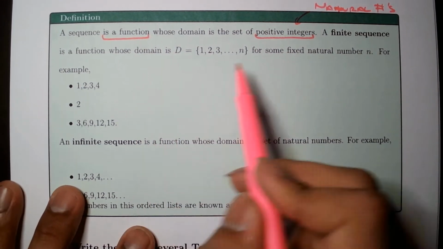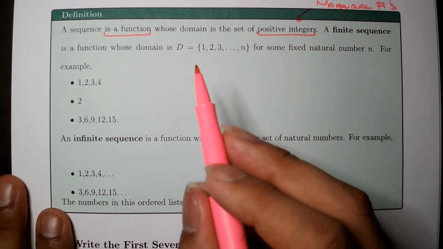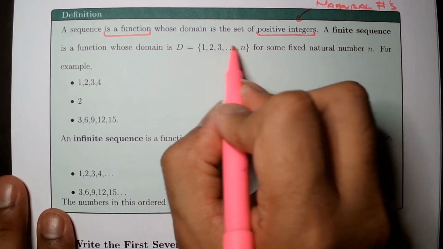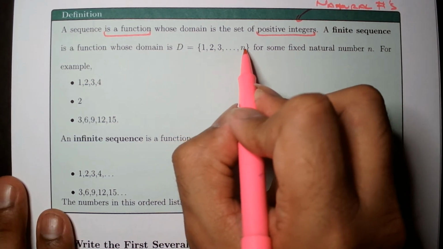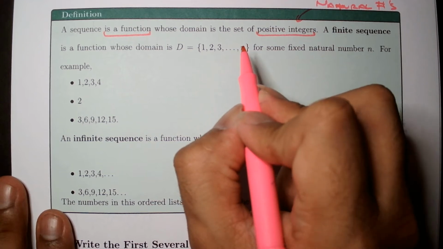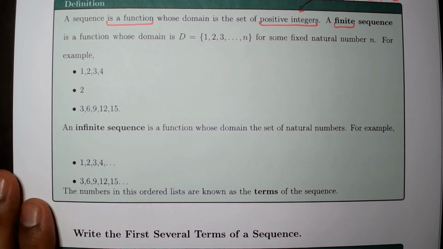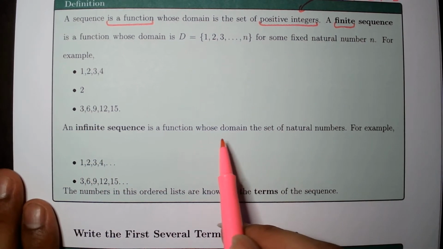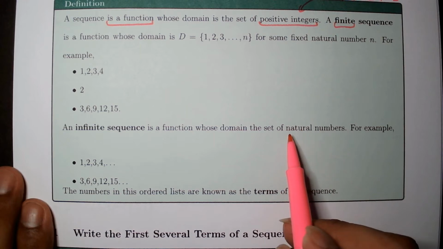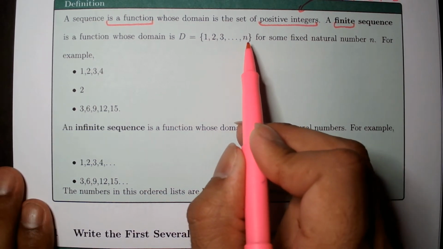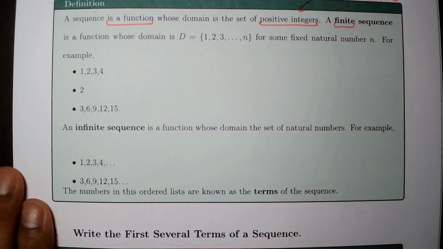So a finite sequence is going to be a sequence whose domain is a set of elements 1, 2, 3, etc., all the way to n. There is a limit. That's why we call them finite, as opposed to infinite sequences in which the domain is all natural numbers, that is from 1 to infinity. Notice in this case we have a limit n, but in this case we have no limit. It can go all the way to infinity.